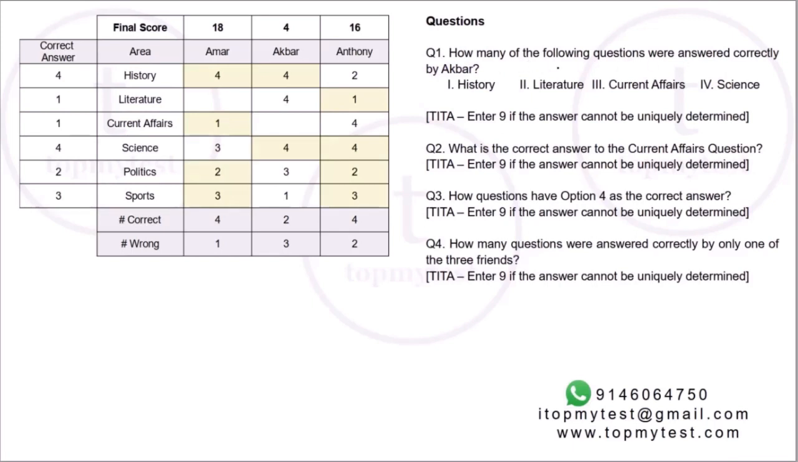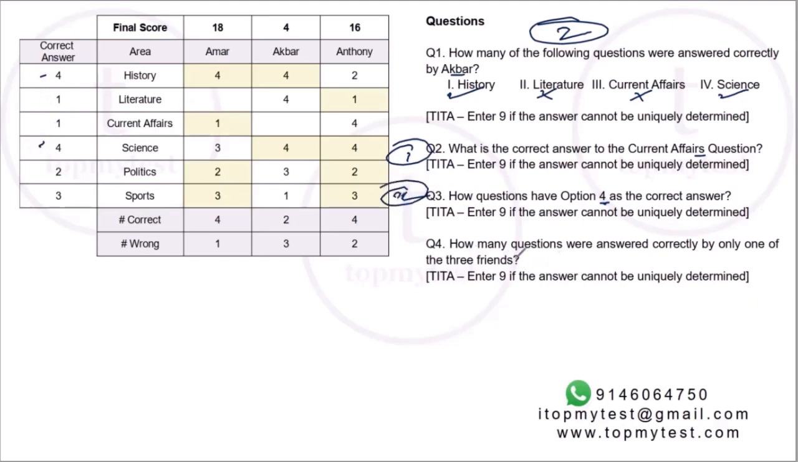Question number 1. How many of the following questions were answered correctly by Akbar? Okay. Akbar got the history right. Did not get literature right. Did not get current affairs right. Got science right. So 2 of these questions. Question number 2. What is the correct answer to the current affairs question? Current affairs question is option 1. Question number 3, how many questions have option 4 as the correct answer? There are 2 questions which have option 4 as the correct answer.